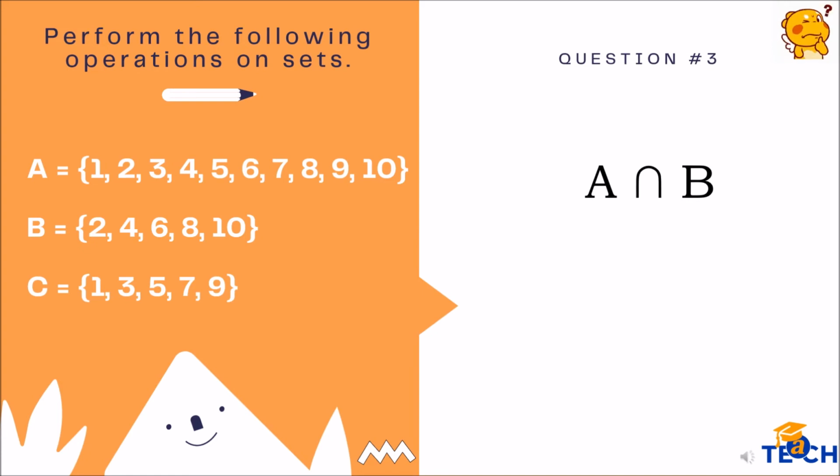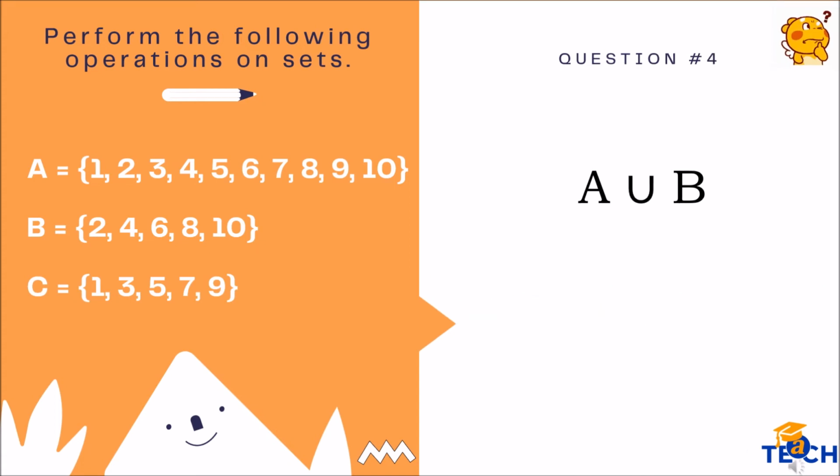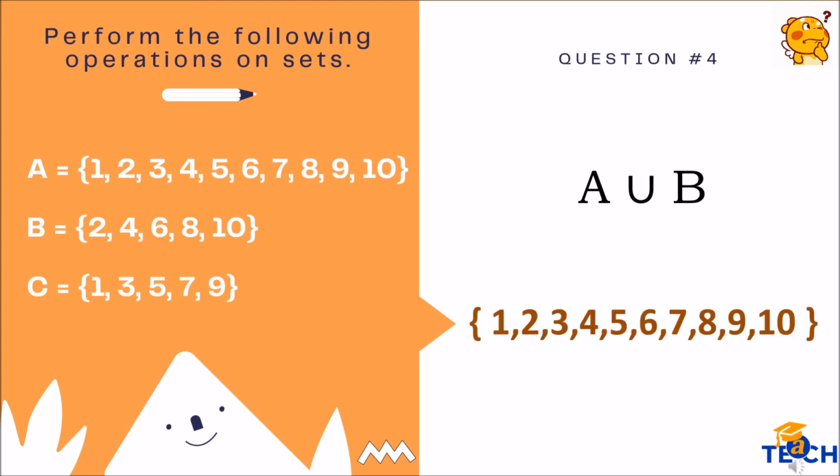Now on to question 3. What is the intersection between set A and set B? That is right. The intersection between set A and B are numbers 2, 4, 6, 8, and 10. For question 4, we have what is the union of set A and set B? Yes, that is correct. The union of set A and B are numbers 1, 2, 3, 4, 5, 6, 7, 8, and 10.